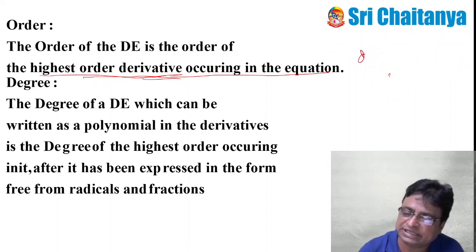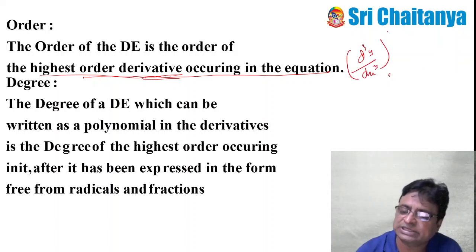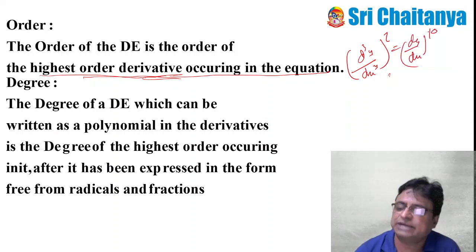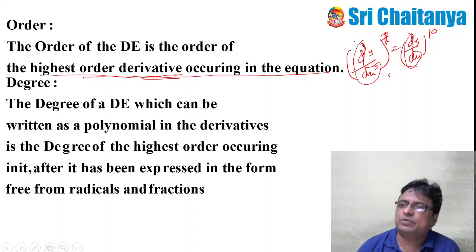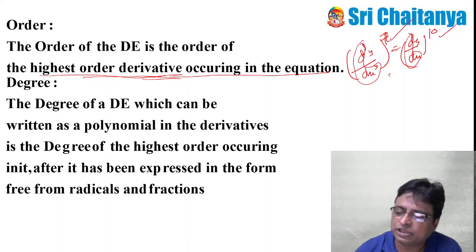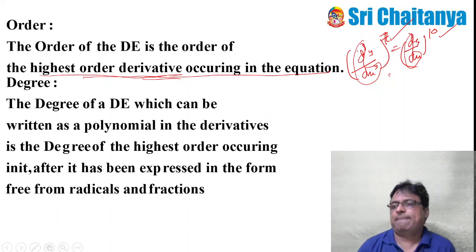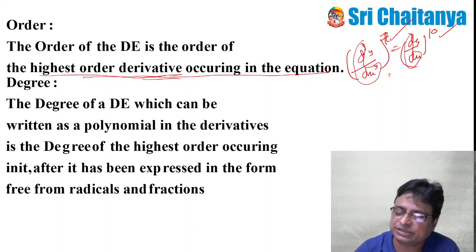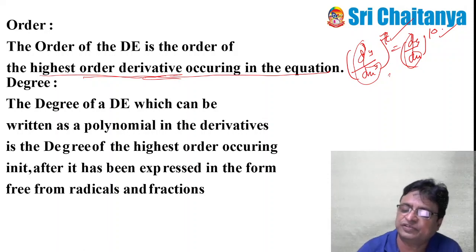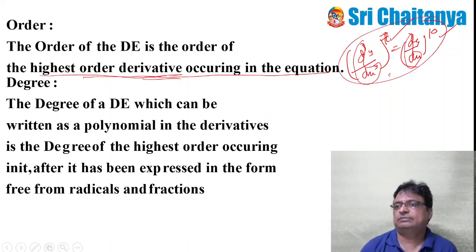Suppose it is the case: d cube y by dx cube whole power 7 equal to dy by dx whole power 10. Here dy by dx is a differential coefficient, and d cube y by dx cube is a differential coefficient. Forget about this 7 and 10. Among these two, the highest order is 3. So for d cube y by dx cube, the order is 3. Therefore, this is a third order differential equation.